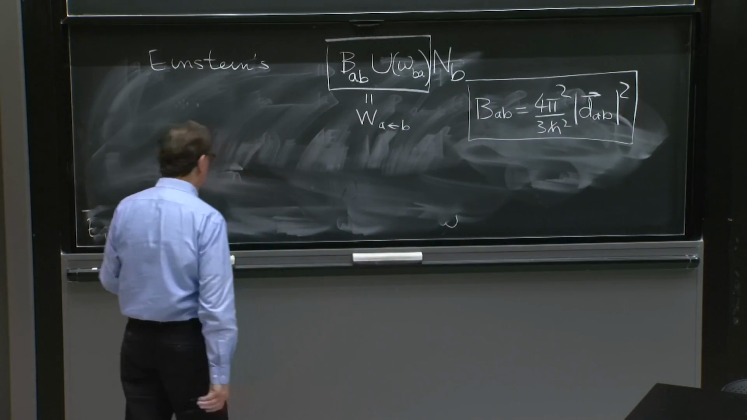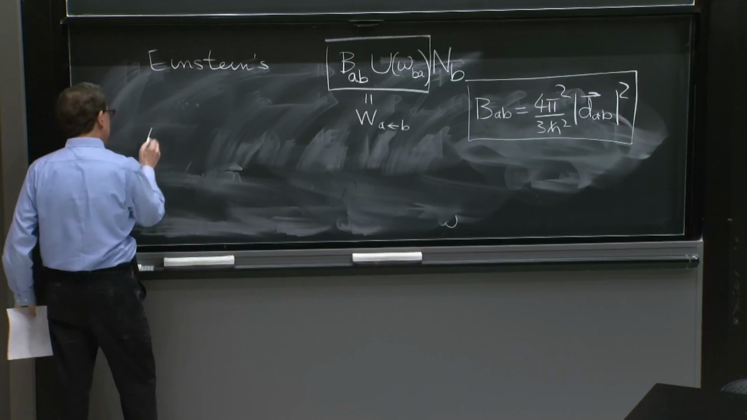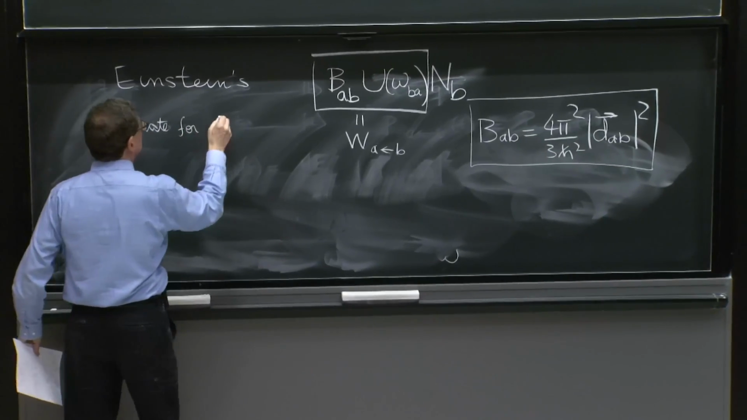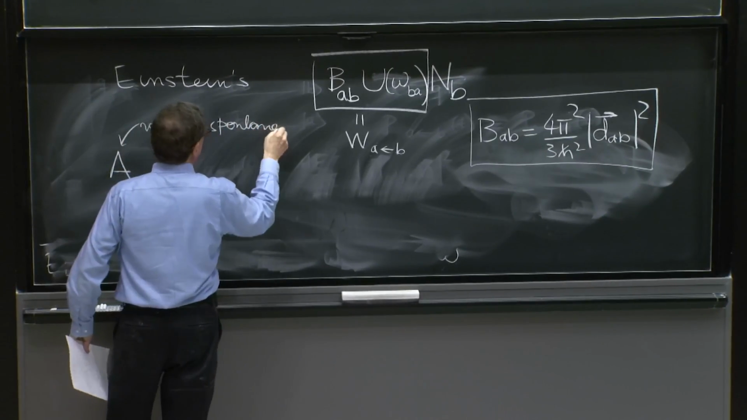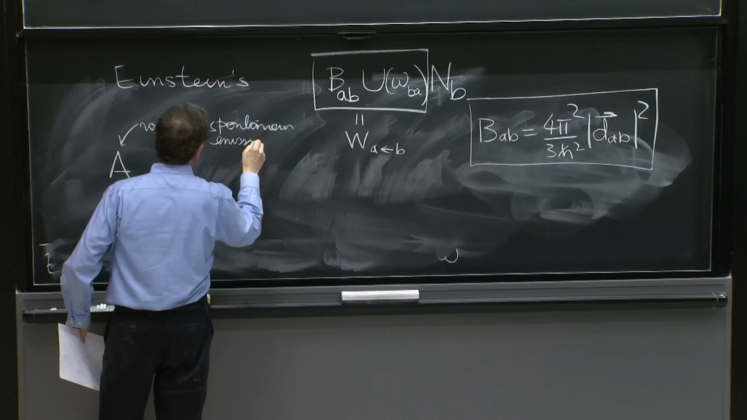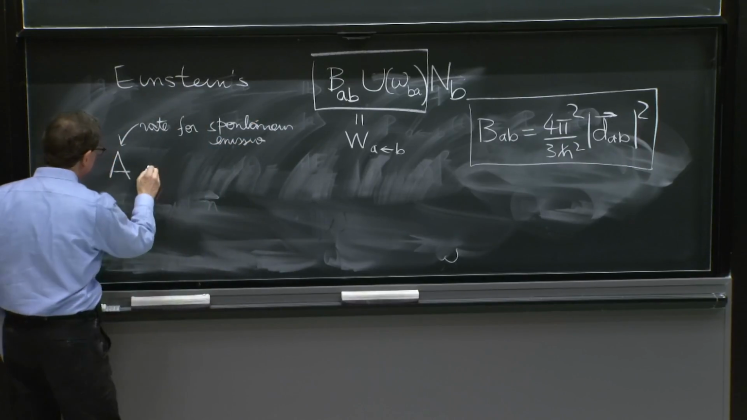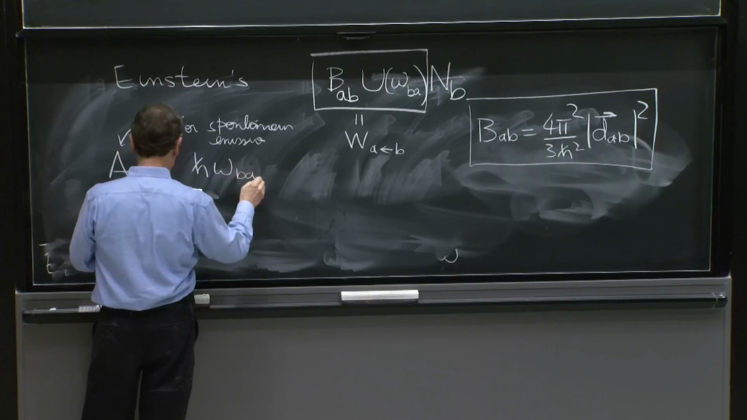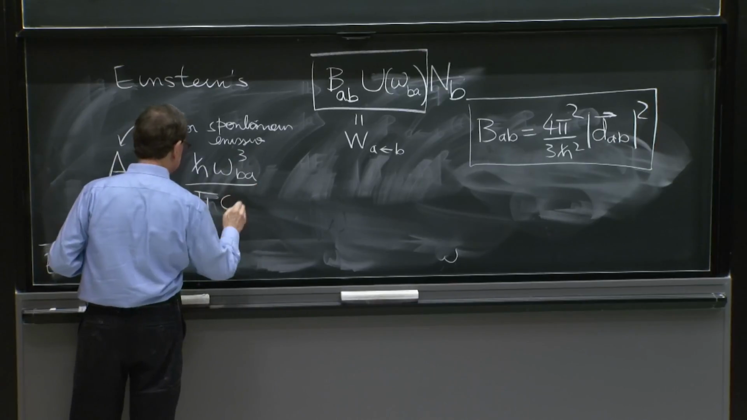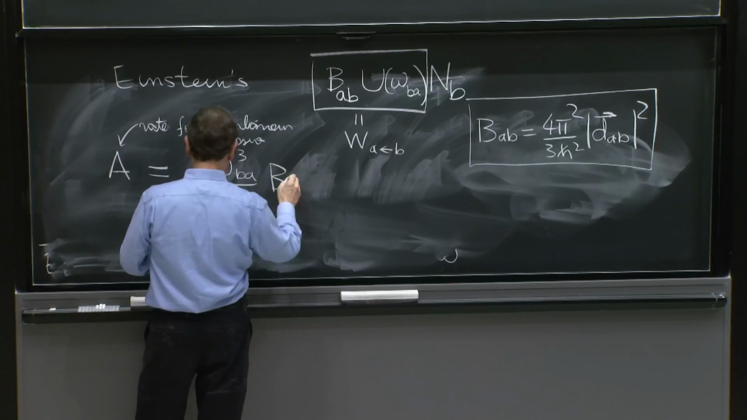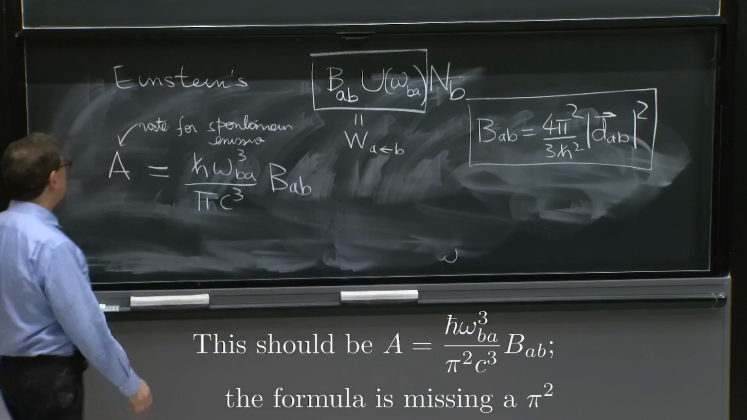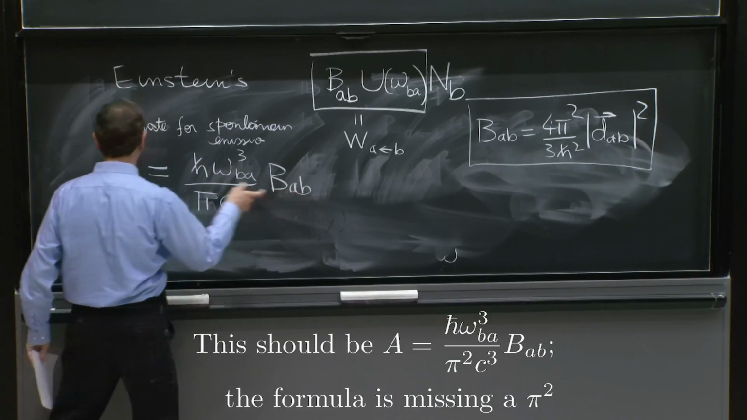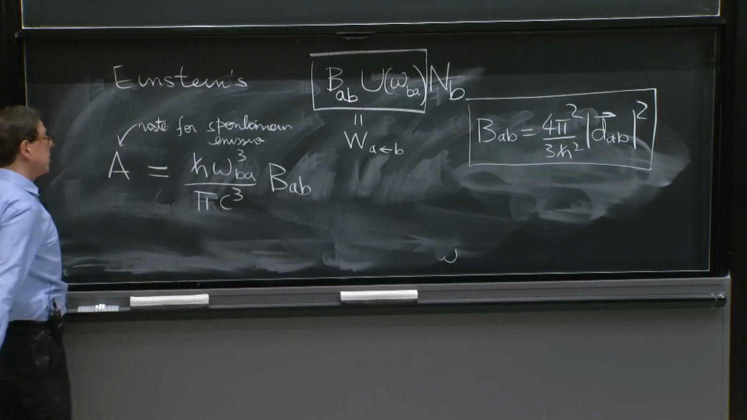And the other good thing was that even though there was a rate for spontaneous emission, that rate was fixed by Einstein's argument to be h bar omega_BA cubed over pi c cubed times B_AB. So if you knew the B coefficient, you knew the A coefficient for spontaneous emission.